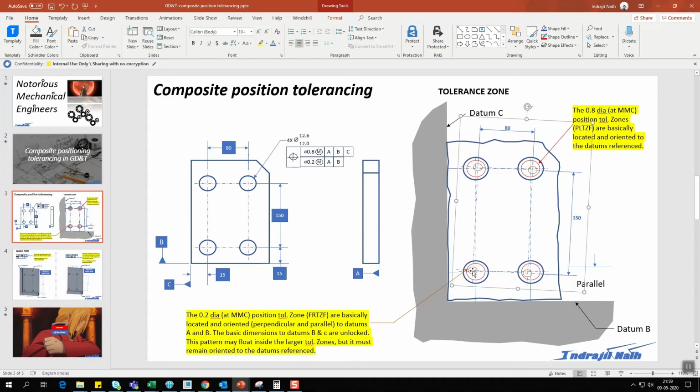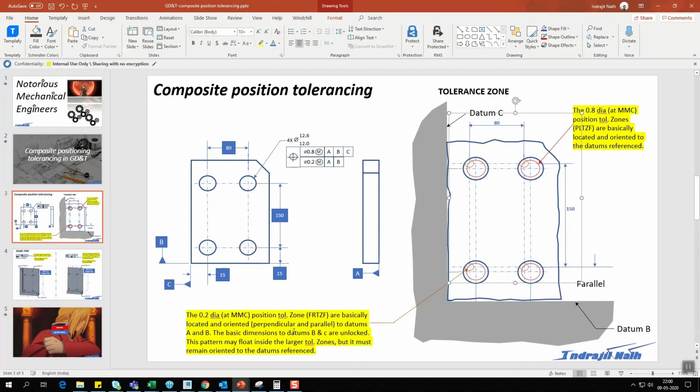So as I have told you, this cannot rotate, as I have shown you over here, because this should always remain parallel. It should remain parallel with respect to datum B. Now it can move here, now it can move there. Let's put it in its original position. So suppose it is like this.